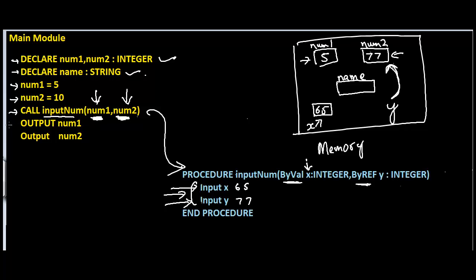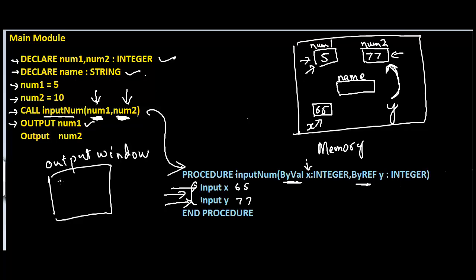Okay, then this instruction gets executed: output num1. So if this is our output window, when this instruction gets executed, the value of num1 is going to be output, which is 5, right? But when this instruction gets executed, the value of num2 is going to be output, which is 77.